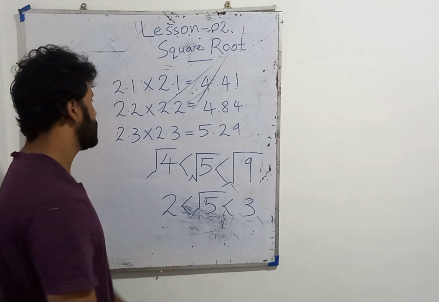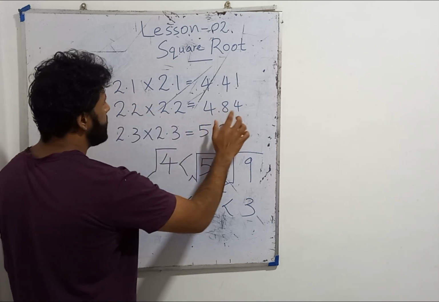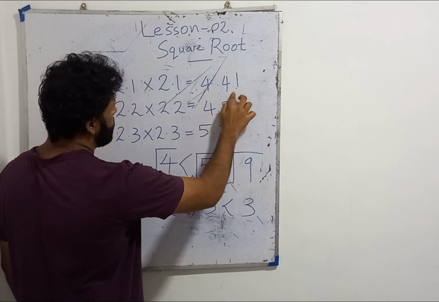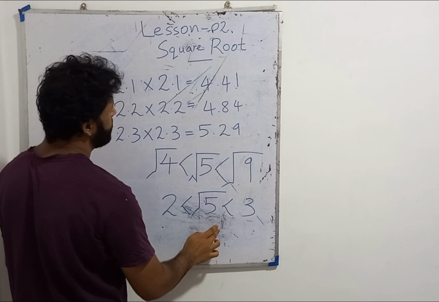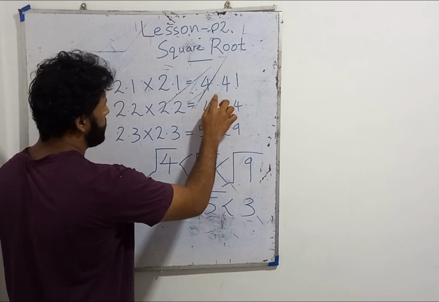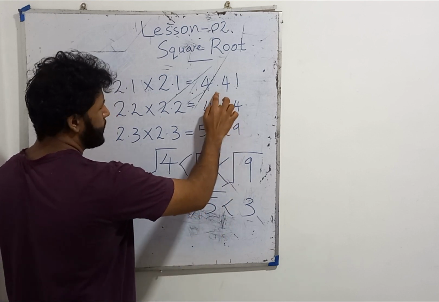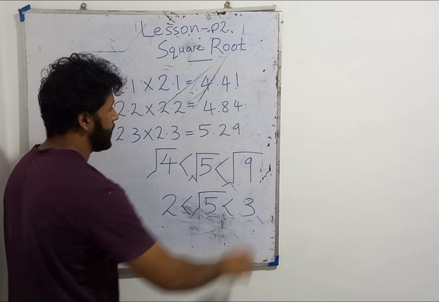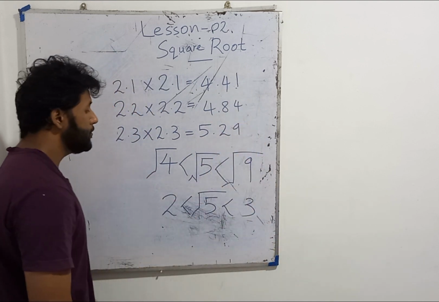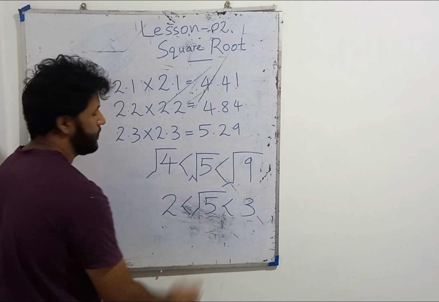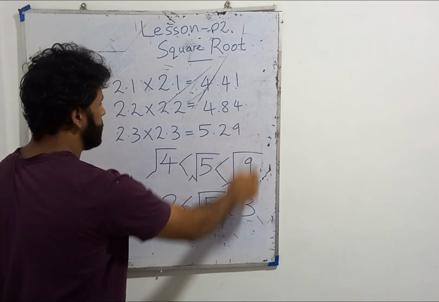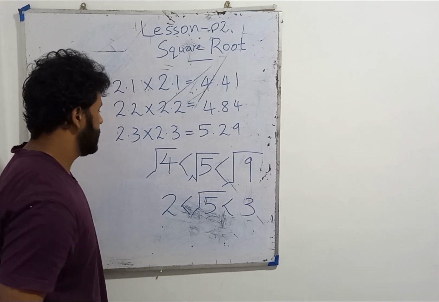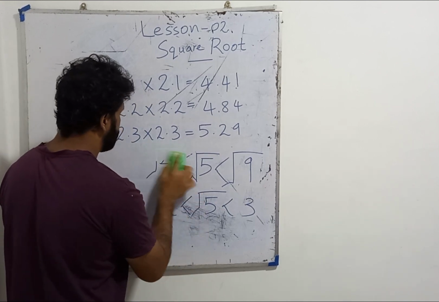From these values we already know that 4.41 is far away from 5, but these two are a little closer. So first we have to find out which of these two is closer to 5. So then we have to take the difference. Let's take the difference.